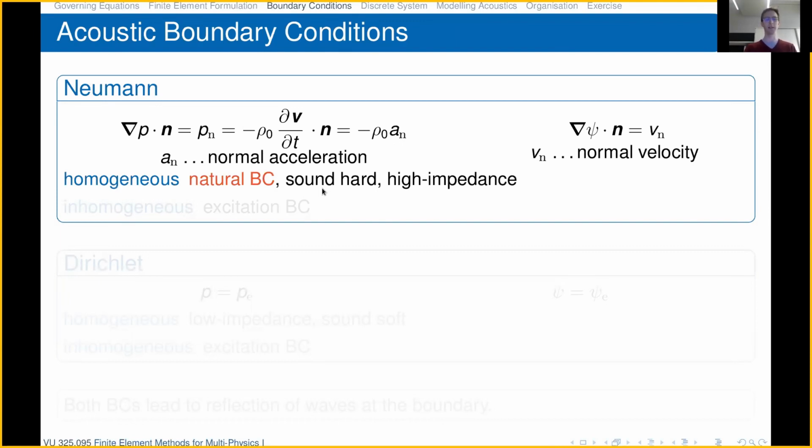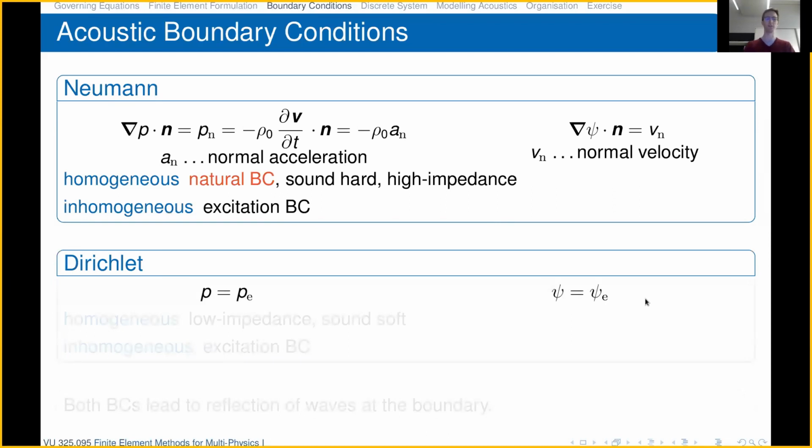the natural boundary condition as usual, and zero acceleration or zero velocity actually means this is a sound hard, high impedance wall that is not moving. And the inhomogeneous case means we have a moving boundary, so to say, with either prescribed acceleration or velocity. So this will be an excitation boundary condition that actually generates waves that are propagating into our domain.